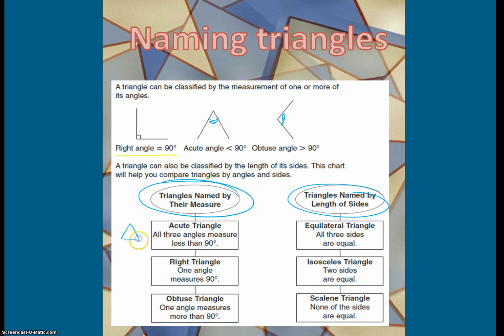An acute triangle has all three angles less than 90 degrees. A right triangle has a little box or a 90-degree measure. It can only have one angle that measures 90. An obtuse triangle has one angle greater than 90 degrees.